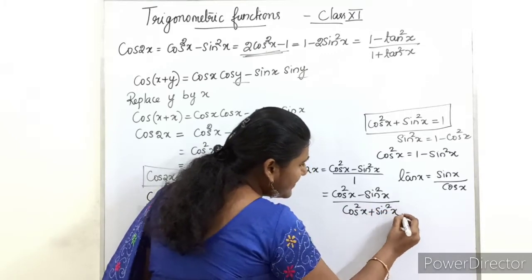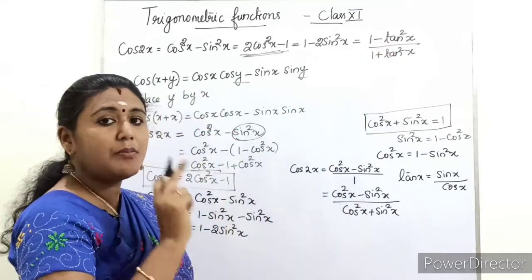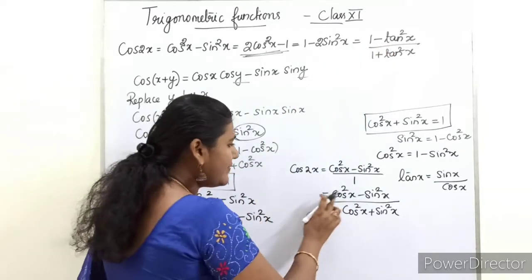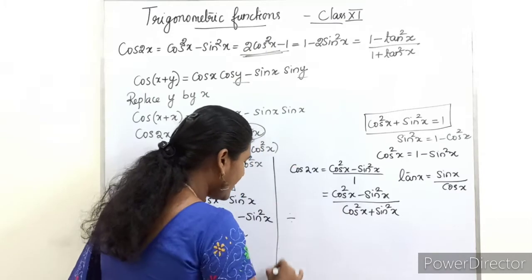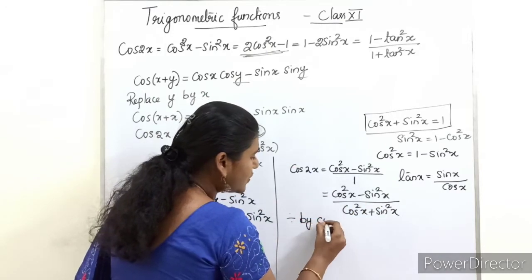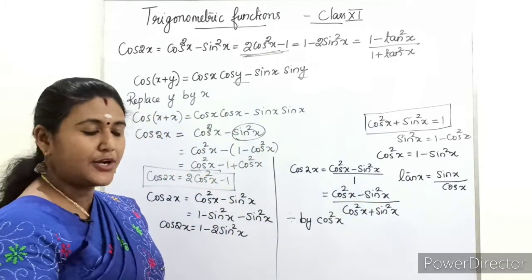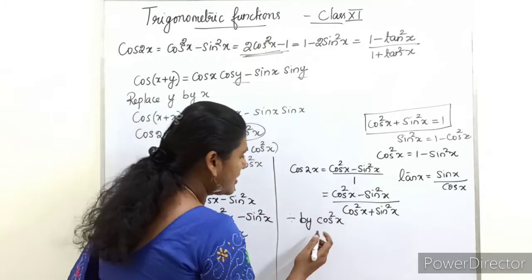Now you see here we have to change this in terms of tan, that is sin by cos you should get. So what we are going to do, we are going to divide both numerator and denominator by cos square x. Okay, so both the terms in numerator and the denominator we are going to divide by cos square.